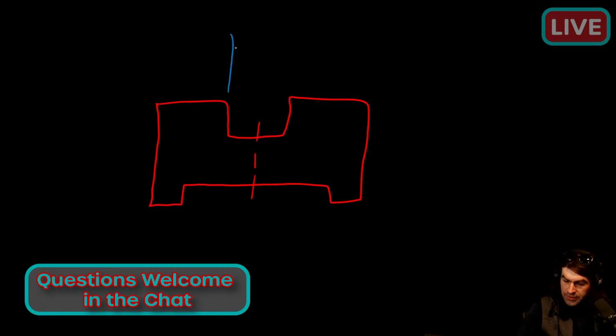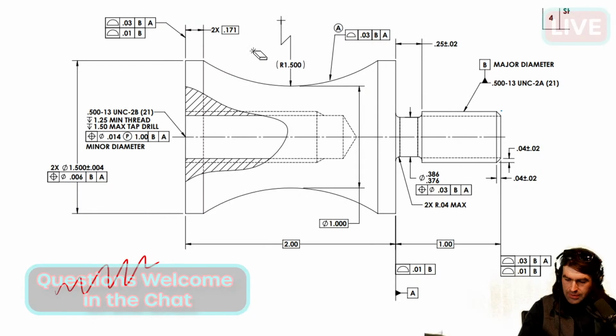So here's a simple little part. What they had going on, they had a datum A here, but it wasn't in line with the dimension, right?